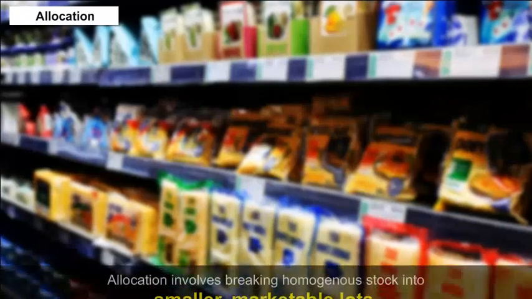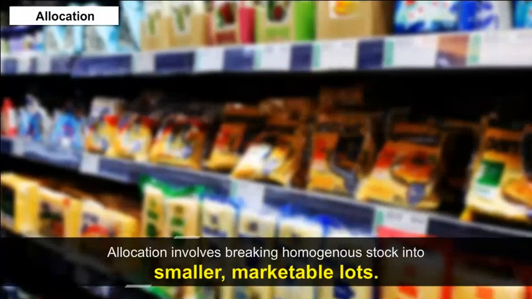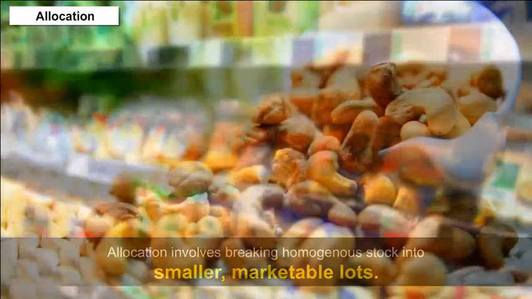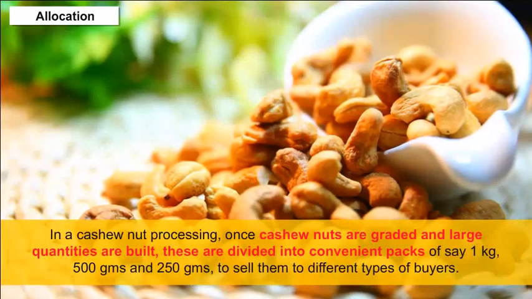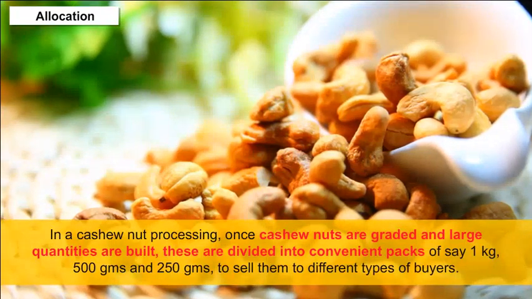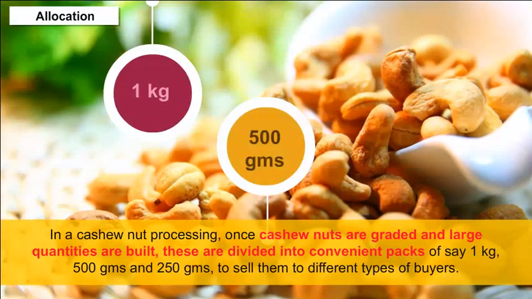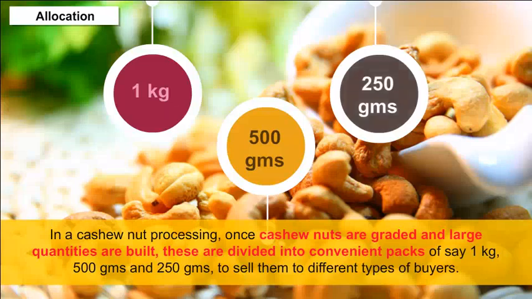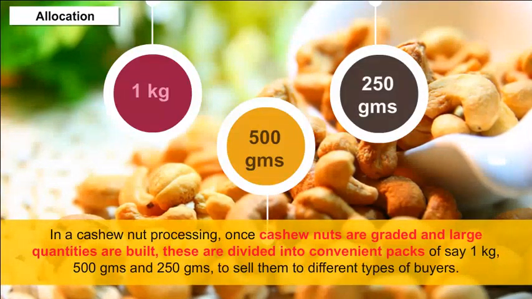Allocation. Allocation involves breaking homogeneous stock into smaller, marketable lots. For example, in cashew nut processing, once cashew nuts are graded and large quantities are built, these are divided into convenient packs of, say, 1 kilogram, 500 grams, and 250 grams to sell them to different types of buyers.